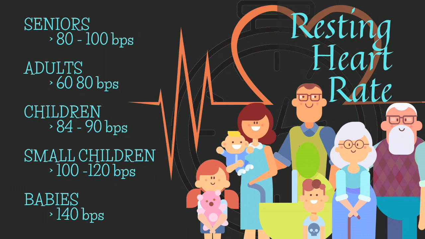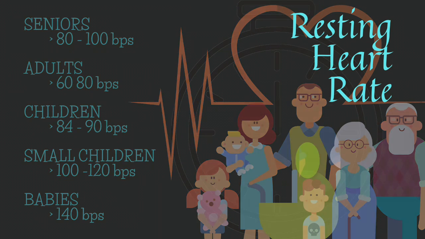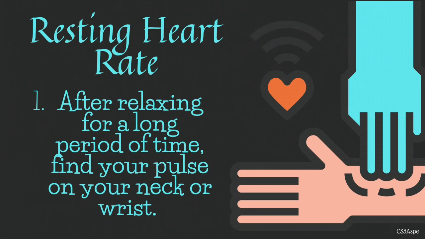The heart rate shows the number of heartbeats per minute. The normal values may change depending on the age, so they could be 60 to 140 per minute. Here are the heartbeats per minute based on the different age group. Seniors 80 to 100 beats per minute, adults 60 to 80 beats per minute, children 84 to 90 beats per minute, small children 100 to 120 beats per minute, and babies 140 beats per minute.